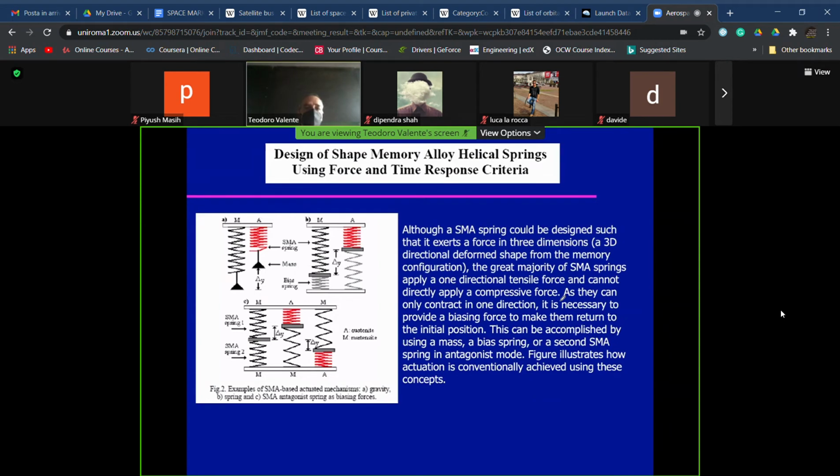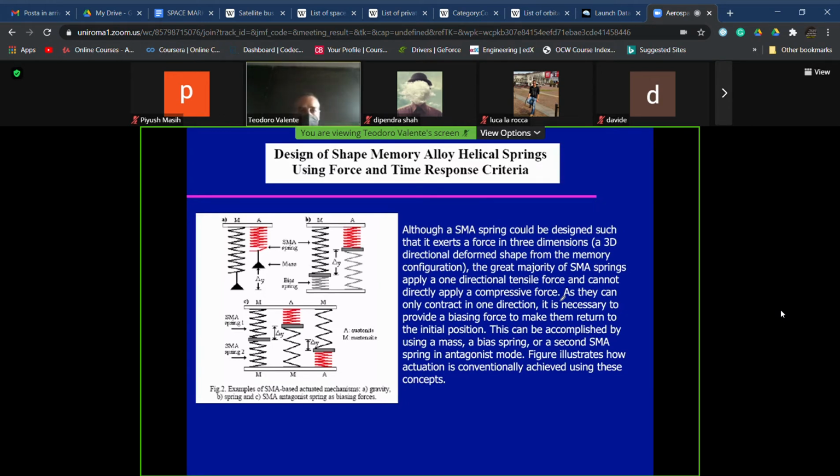Now, we talk about actuators, okay? And the possibility to actuate a movement, that is to move a weight, for example, to move a mass by using the shape memory alloy behavior.